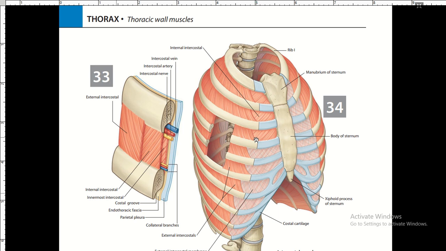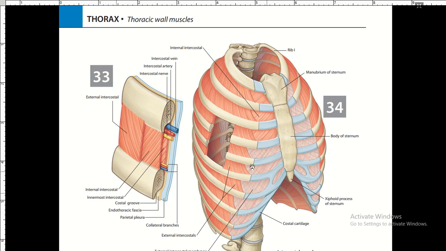The external intercostal muscle, anteriorly, is going to extend as an aponeurosis. So here you can see it's going to end here, and then it's going to extend as this whitish aponeurosis. That is going to be called your external intercostal membrane, or your anterior intercostal membrane, right?